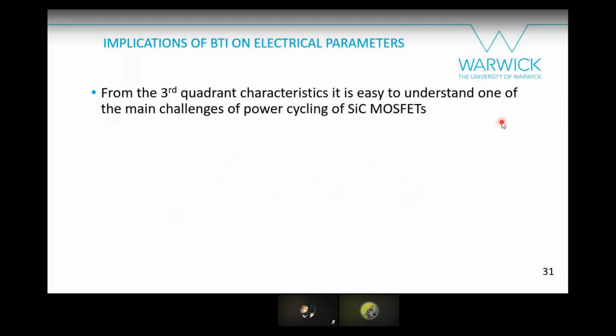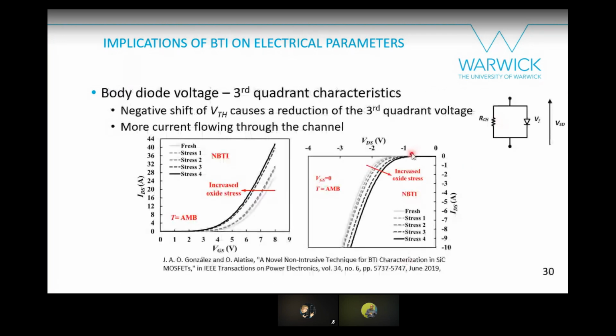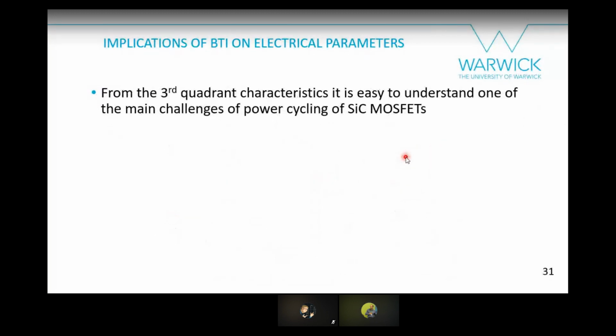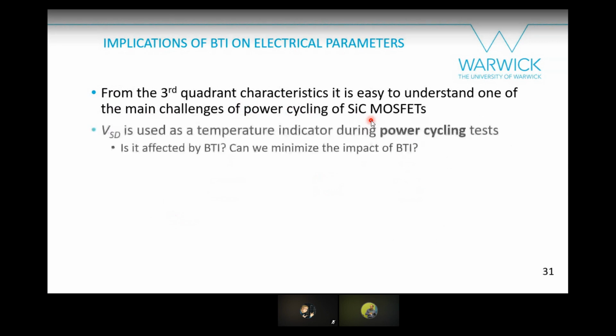Now, something that I would like to highlight here: from these characteristics, you know that this is what is used as the TSEP in power cycling, the VSD voltage at low currents. So it's easy to understand one of the main challenges of power cycling silicon carbide MOSFETs that people have sorted out recently. If VSD is used as a temperature indicator during power cycling tests, is it affected by BTI? Can we minimize the impact of BTI?